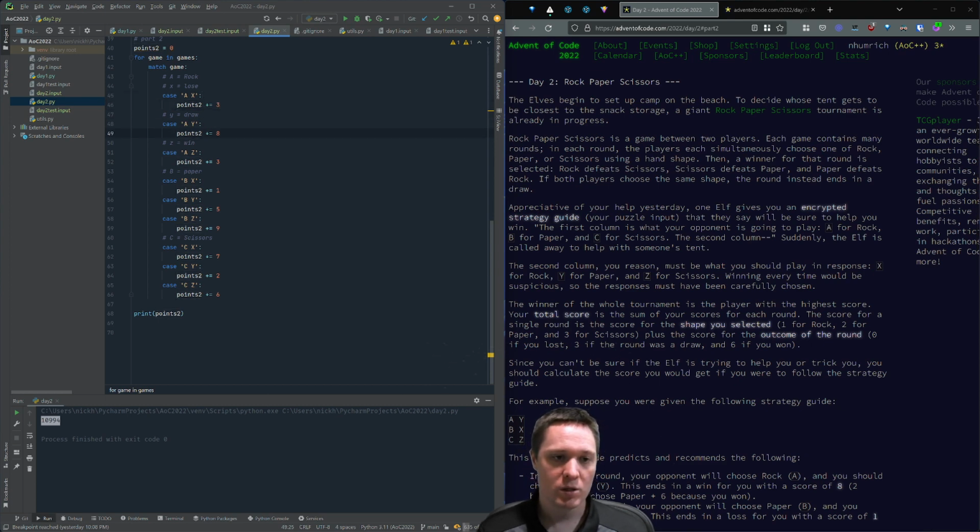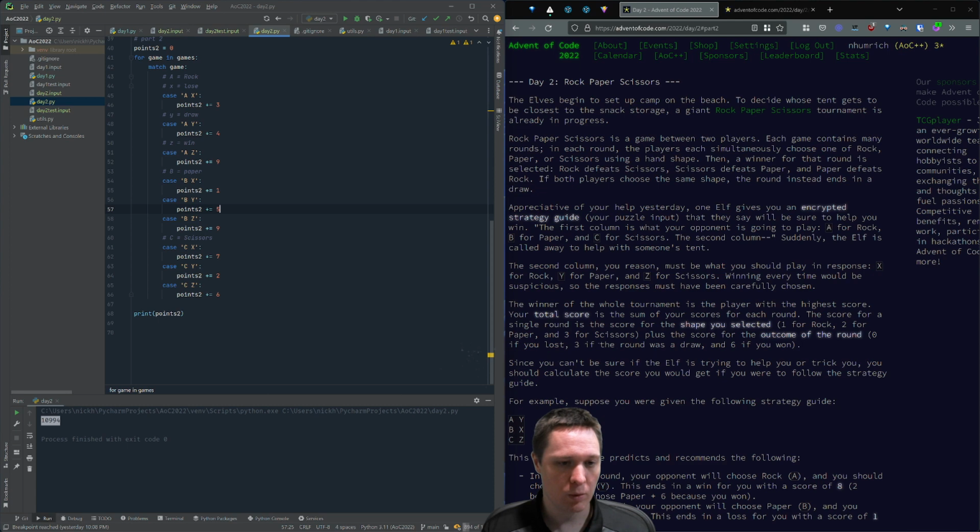So, okay. Now they choose rock still, but we need to draw. So we also choose rock, which is 1 point plus 3, which is 4. We now choose paper and we win. So that's 9 points. Okay, they choose paper and we need to lose. So we choose rock, which is 1 point.